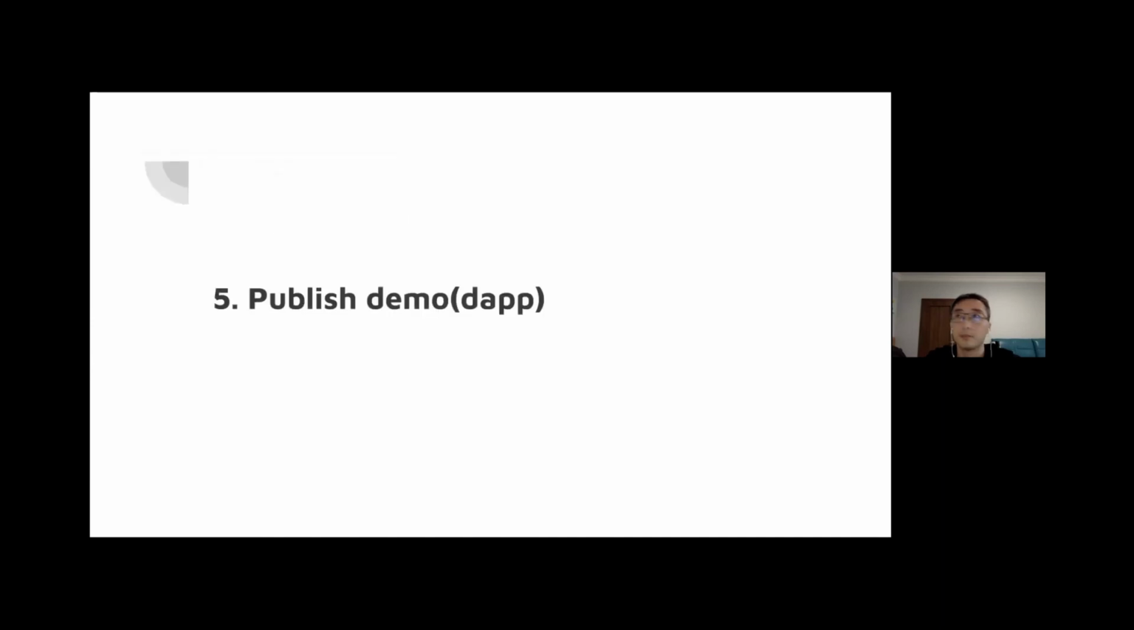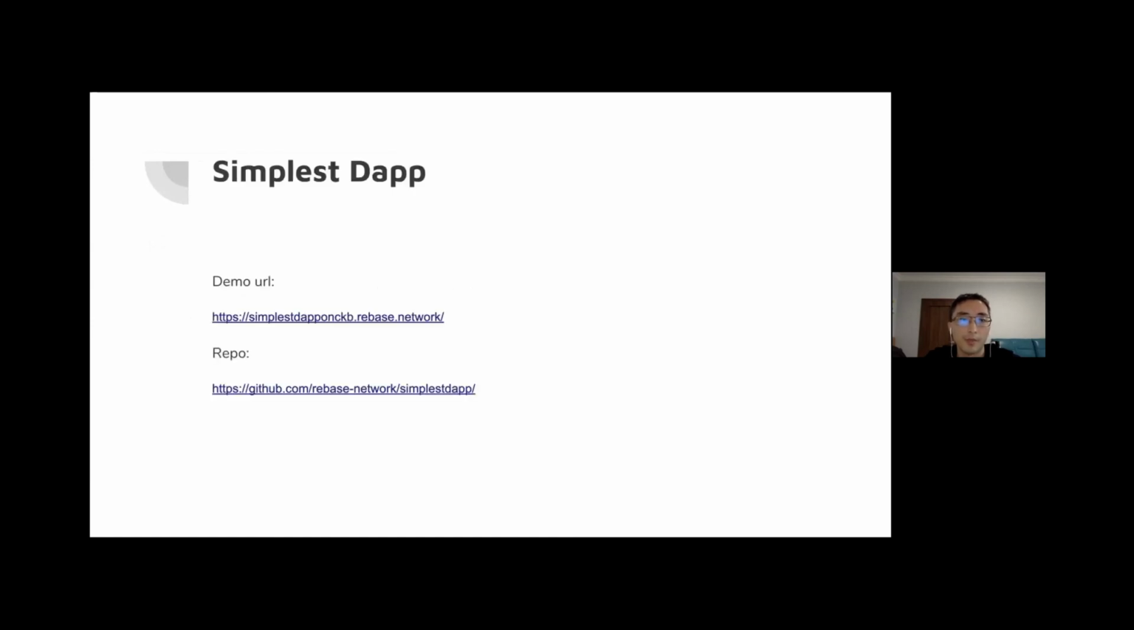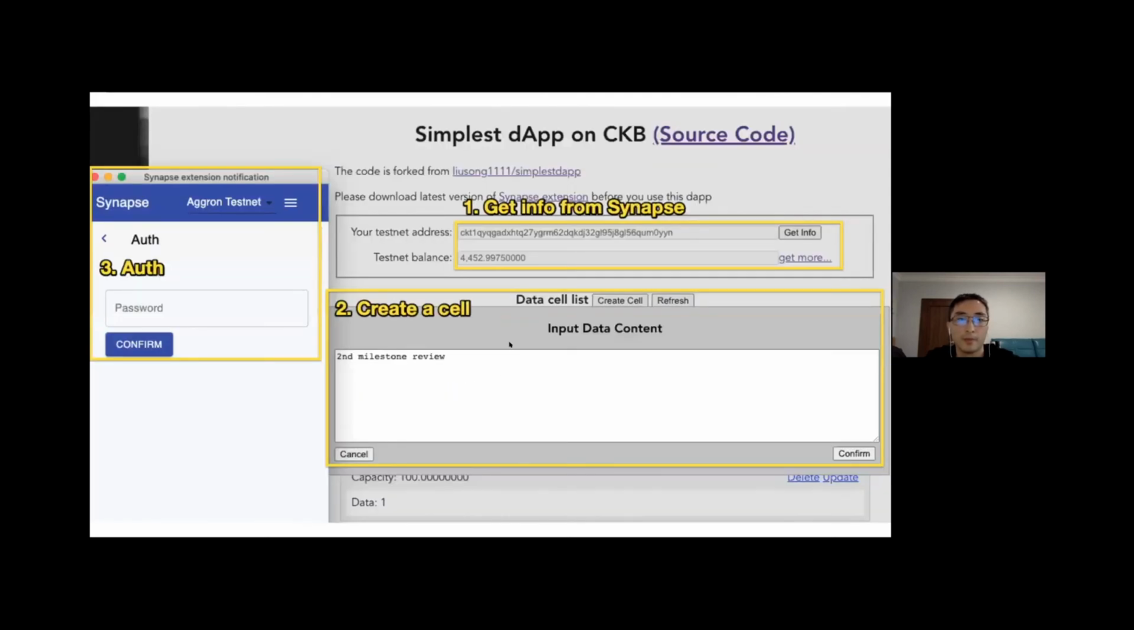The fifth one is publish the DApp demo. The demo is published. The URL is simplest-dapp on ckb.rebase.network, and the repo is forked from Song's repo under our organization. It is here. I also did screenshots of how to use it. The first thing is we removed the private key field. So we just need to use this get info.